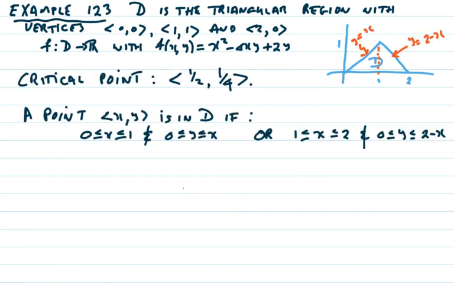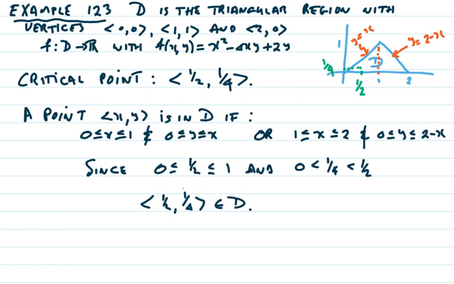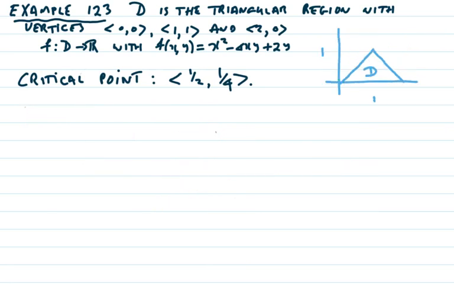We note that the point (x, y) is in D if either x lies between 0 and 1 and y lies between 0 and x, or x lies between 1 and 2 and y lies between 0 and 2 − x. Since a half clearly lies between 0 and 1, and a quarter clearly lies between 0 and the value of x, which is a half, it follows that the point (1/2, 1/4) is indeed in D. We know that to find the global extremes of f, we need to find critical points, singular points, and we need to consider boundary points.